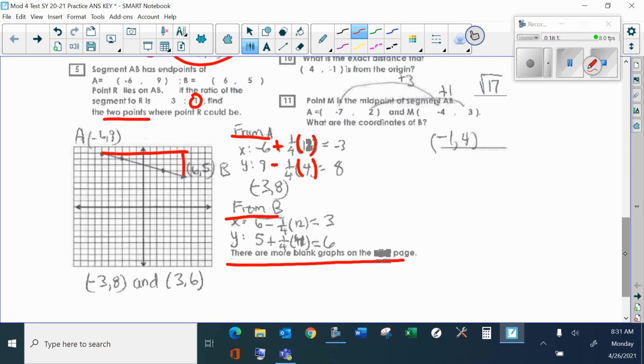And now you do the calculations. 1/4 of 12 is 3, minus 6 is -3. And 1/4 of 4 is 1. 9 minus 1 is 8.